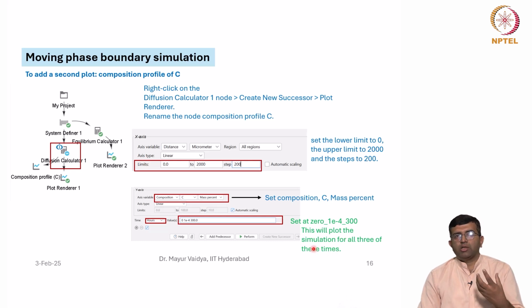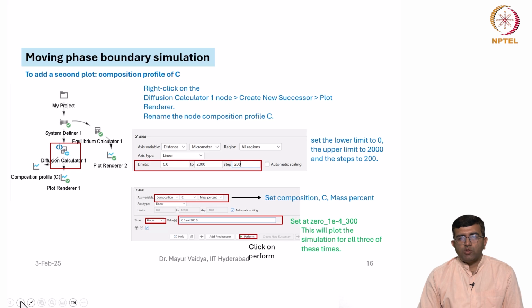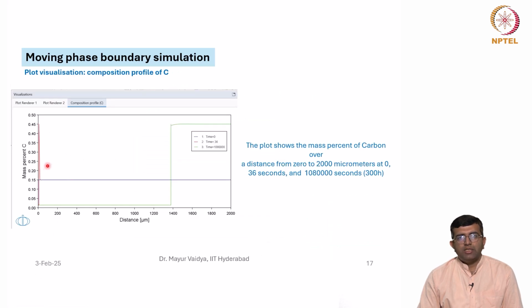This will plot the simulation for all these 3 times. Basically what we are trying to see here is, if you remember the first slide that I showed you, the schematic at different times. Like that we are trying to perform at 3 different times, 0, 1e to power minus 4 and then 300 in hours. Then you click on perform. So you see that this is how the profile looks. At time t equal to 0, it is like this, and at 300 hours, which is represented by the green color line, you can see almost an equilibrium is reached. And this is the situation just at the beginning after time t equal to 0.